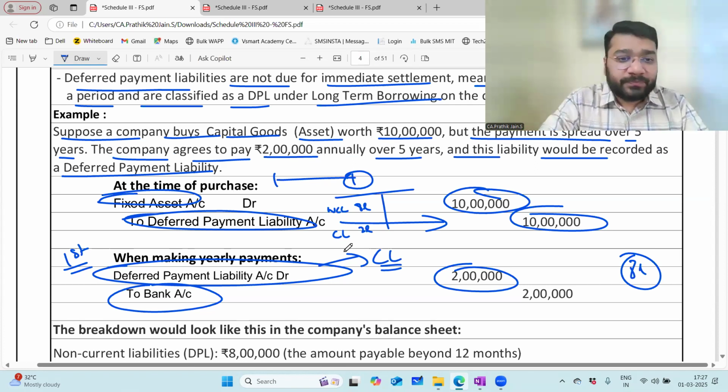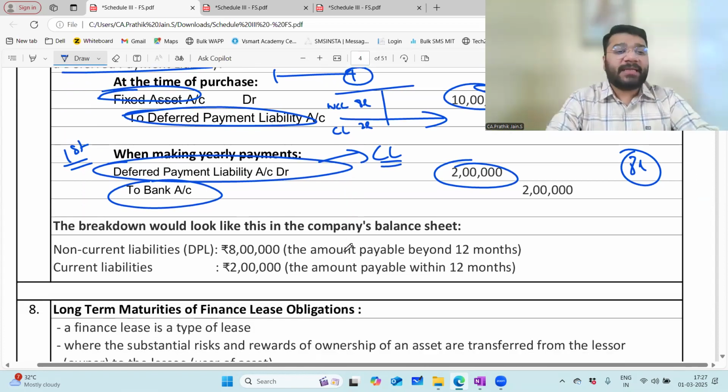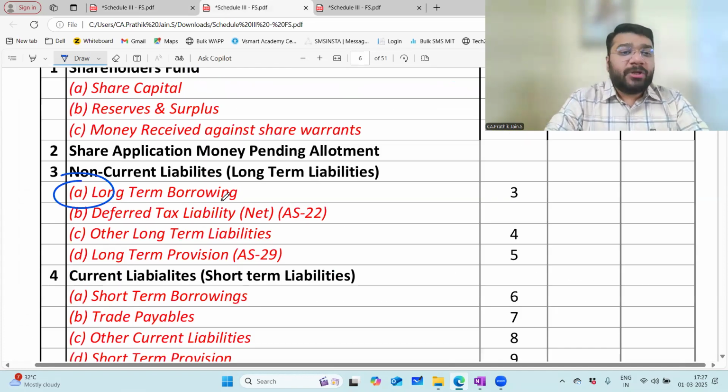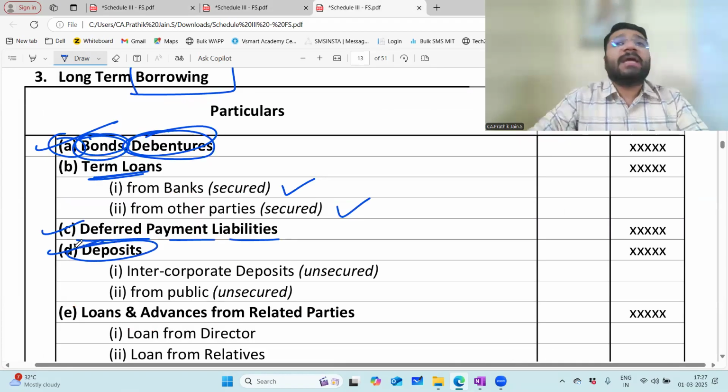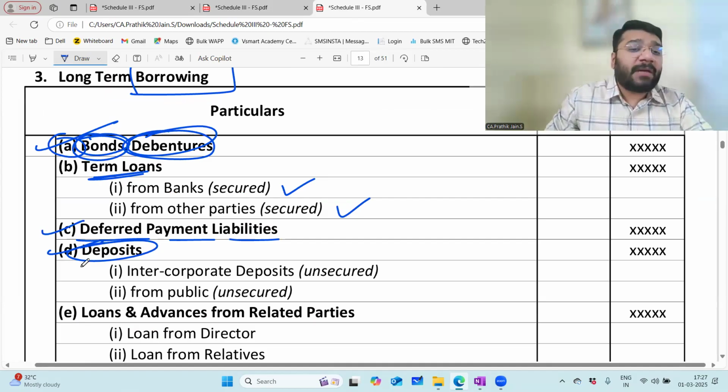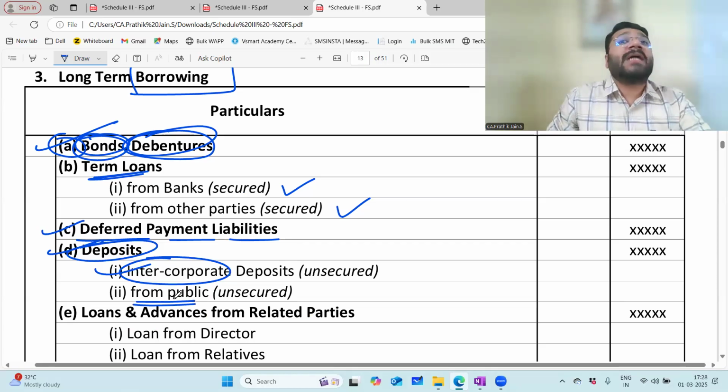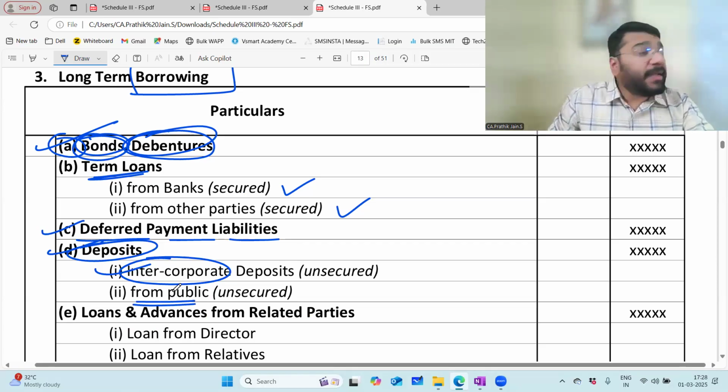Entries they will not ask. But entries you should be knowing. That's the basic thing. Next one is what? Deposits. The money that you take from the public or any other people. If it is coming from the intercorporate, means what is intercorporate? You'll understand in next few classes. And from public, so you have to disclose that information in the balance sheet separately under deposits.